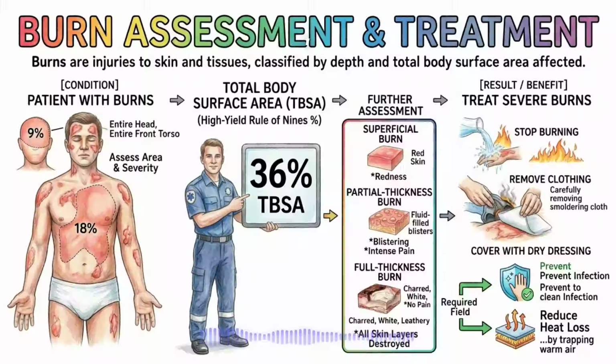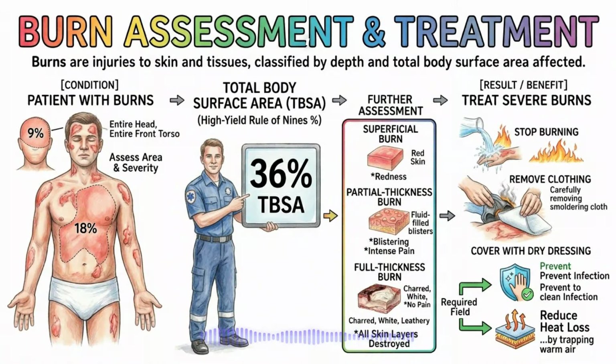Burns are a unique type of soft tissue injury evaluated by their depth and the total body surface area they cover. Superficial burns involve only the top layer of skin, causing redness. Partial thickness burns cause intense pain and blistering, and full thickness burns destroy all skin layers, often leaving the area charred, white, and leathery without any pain.